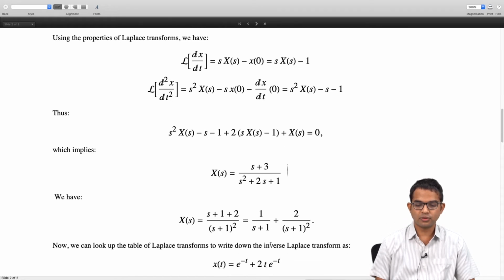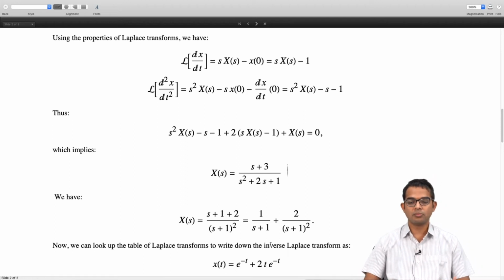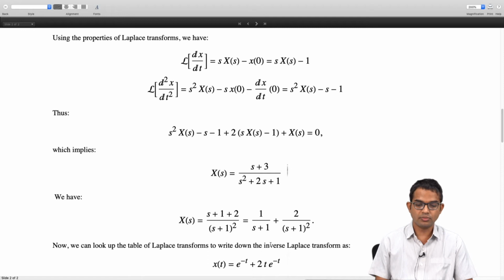So once we have this form, we can immediately write down the answer. We can do the inverse Laplace transform. It's just e to the minus t plus 2t times e to the minus t, right? So we recall that 1 over s plus 1 is just e to the minus t.